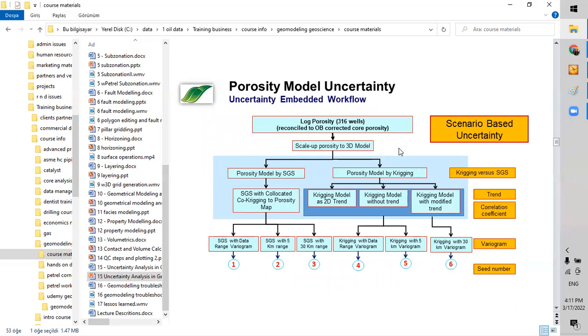So you see, in this porosity model, uncertainty modeling, you have different scenarios, which is called scenario-based uncertainty. And in each scenario, you are using a different geostatistic technique, different data style, different trend, correlation coefficient and variogram. So you end up with the 6 cases. And each case generates a different porosity model, and you use it in your simulation.